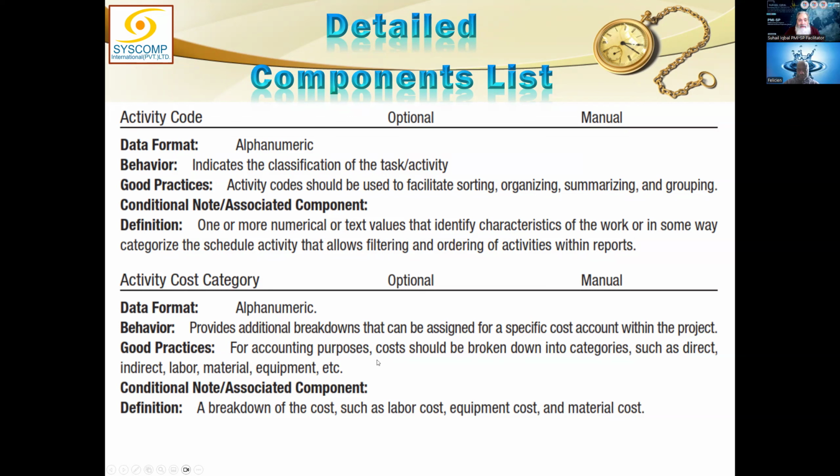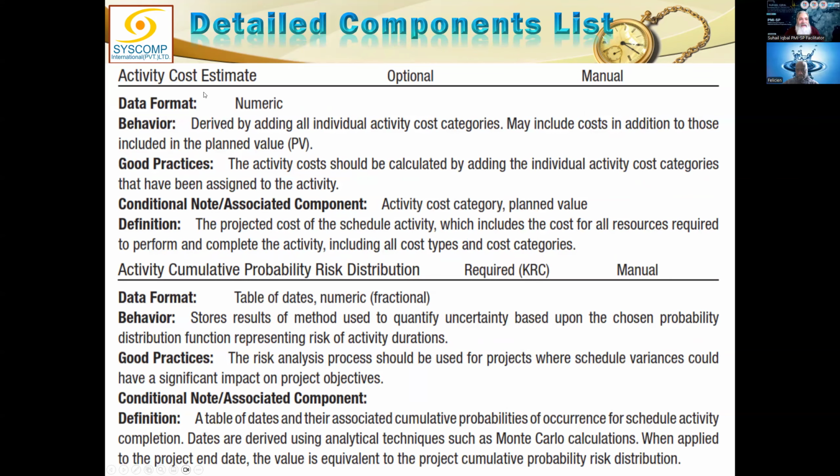Good practice, for accounting purposes: costs should be broken down into categories such as direct cost, indirect cost, labor cost, material cost, and equipment cost, right? No conditions. Definition: a breakdown of the cost such as labor cost, equipment cost, and material cost. This is how it could be broken down. Then we have the activity cost estimate: a numeric figure, optional, manual, derived by adding all individual activity cost categories. It may include costs in addition to those included in the planned value.